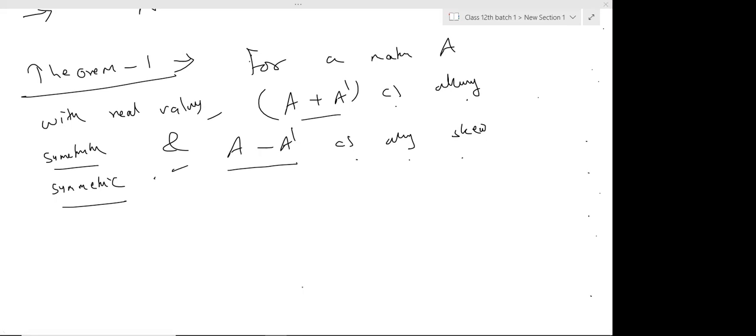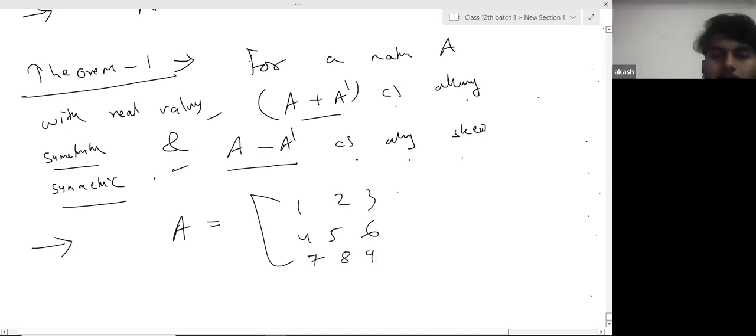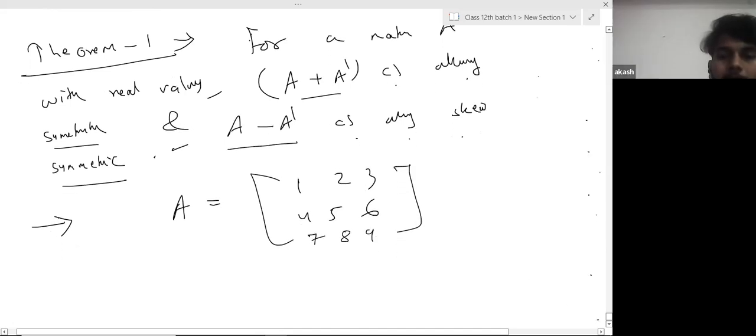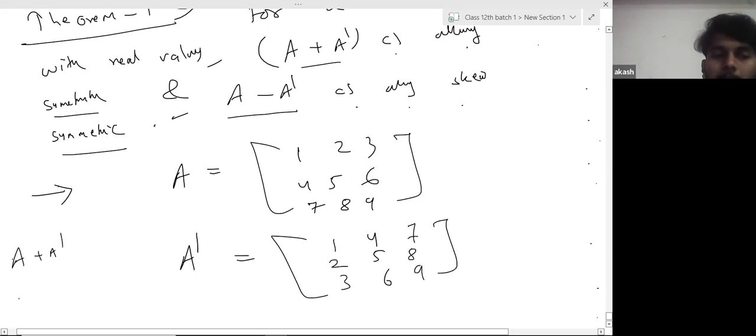Sir, I think it's opposite, right, sir? Let's see. So this is A transpose. A transpose will be 1, 2, 3, 4, 5, 6, 7, 8, 9. All right. Try to find A plus A transpose, A minus A transpose. Find both of these matrices.